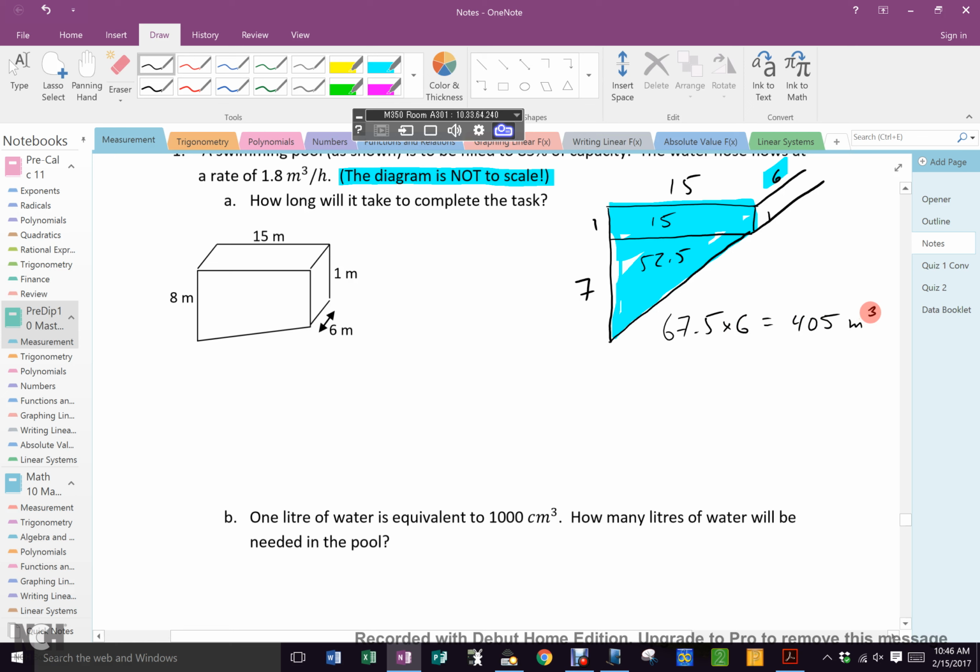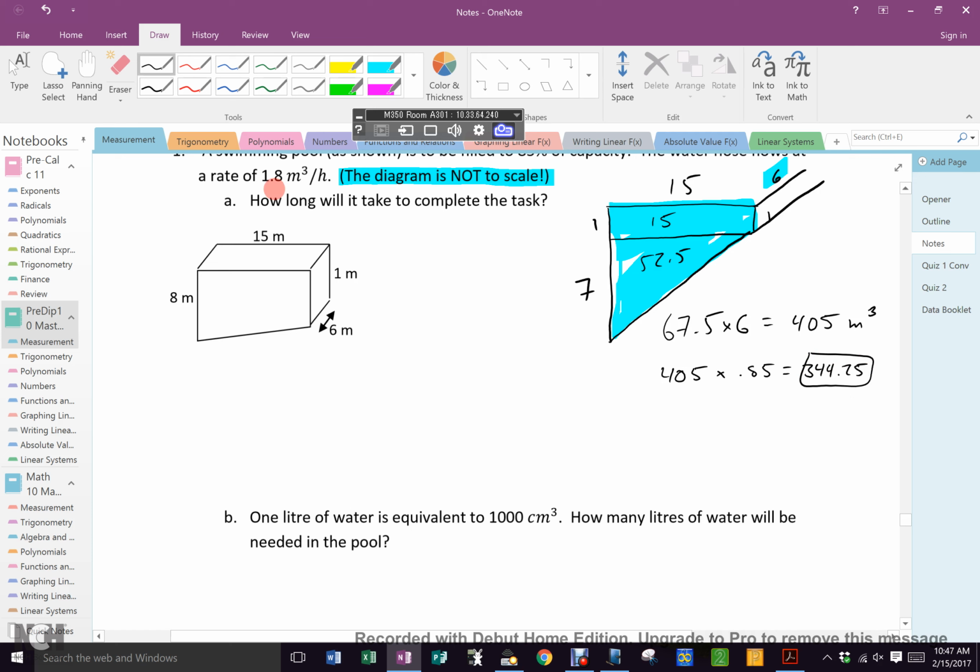Is the pool going to be filled to the brim? No, it is filled 85% to capacity. So it is 405 times 0.85, which is 300 and something? 344.25, right? So that is how many meters cubed I must fill the pool.